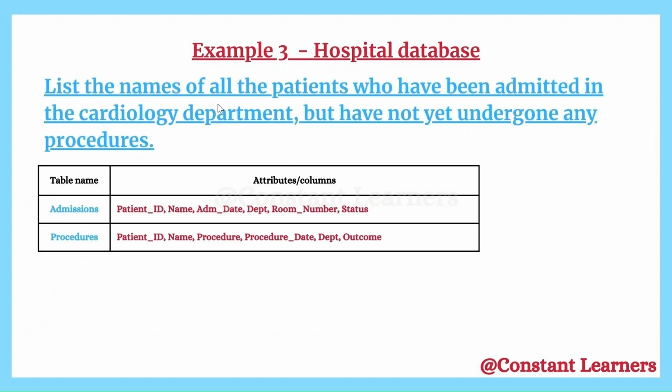For the next example, we have a hospital database with tables. Tables here are admissions and procedures. Admissions table has the attributes or columns as patient ID, name, admission date, department, room number, and status. And procedures table has columns patient ID, name, procedure, procedure date, department, and outcome. Now we need to write a query to list the names of all the patients who have been admitted in cardiology department but have not yet undergone any procedure.